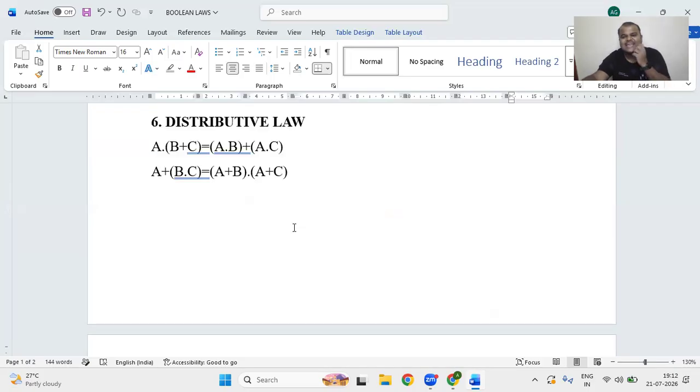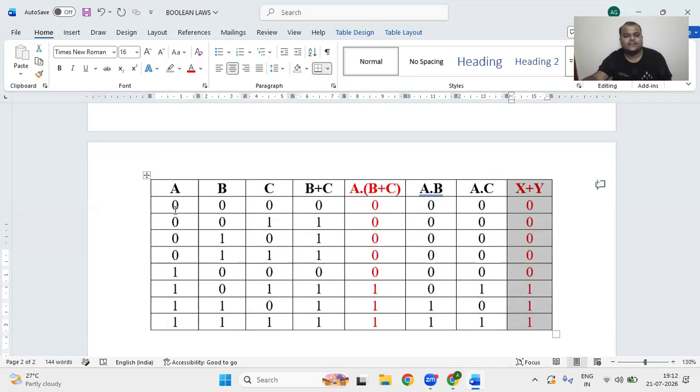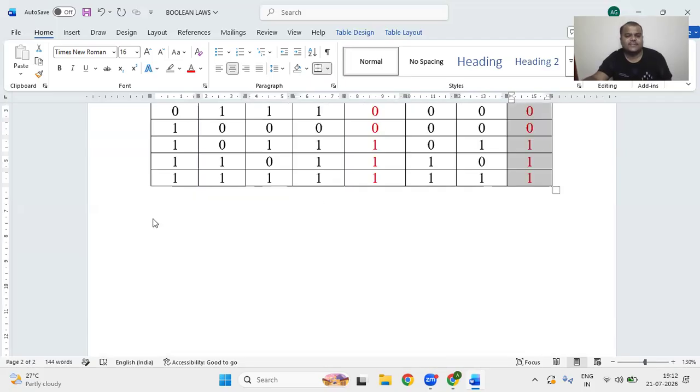Okay. Next I go for associative law. The seventh type of law is associative law.